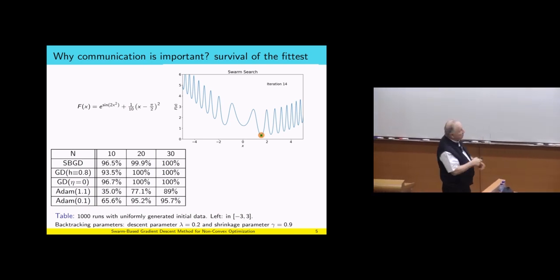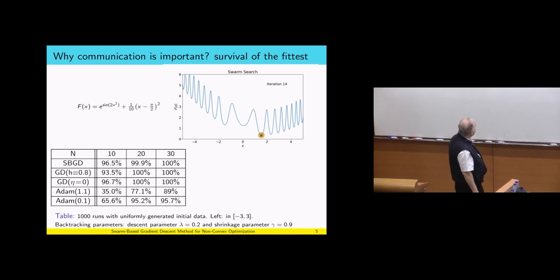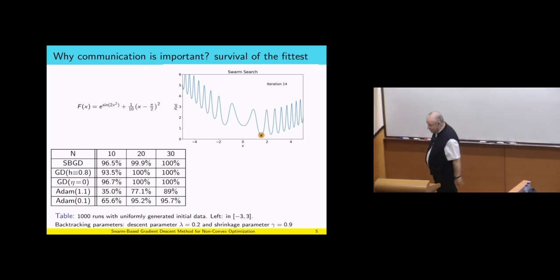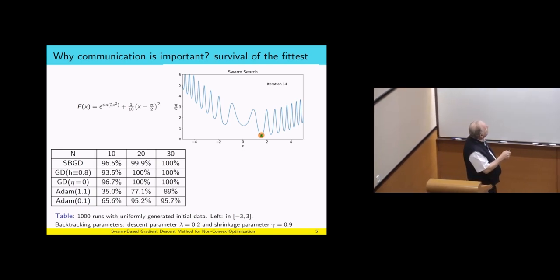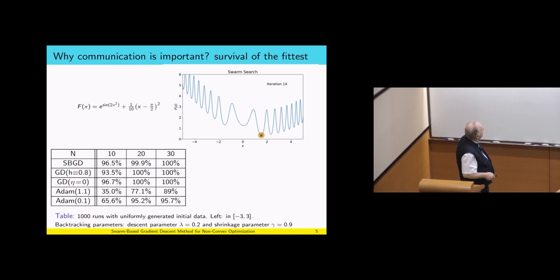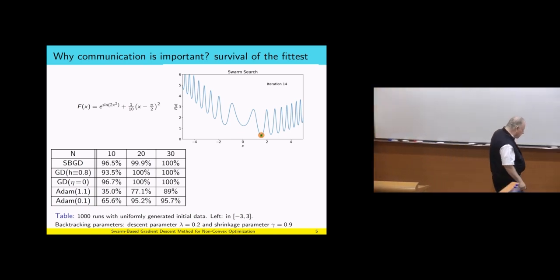And these are the other methods that I will not describe, but this is sort of the running minimizer in the literature right now. And as you can see, when you get 10, 20, or 30 agents, the success rate is essentially the same. This is our method. I mean, there's no difference. 100%, 95% is not interesting.